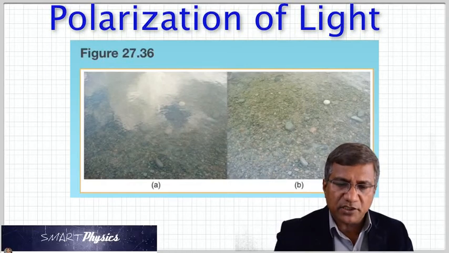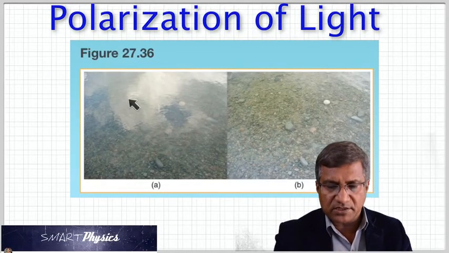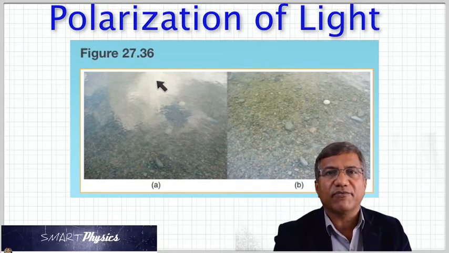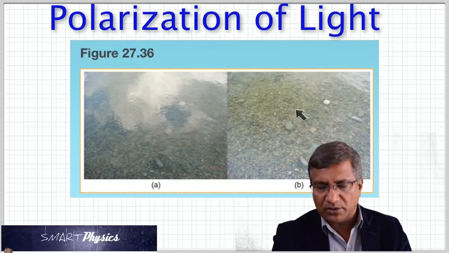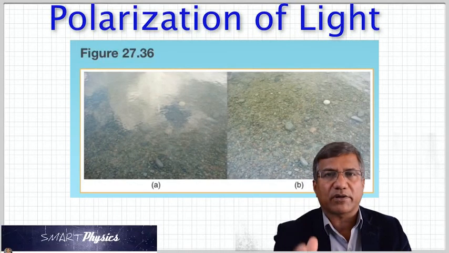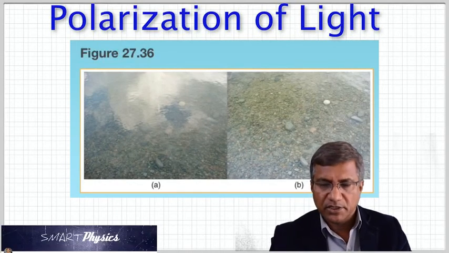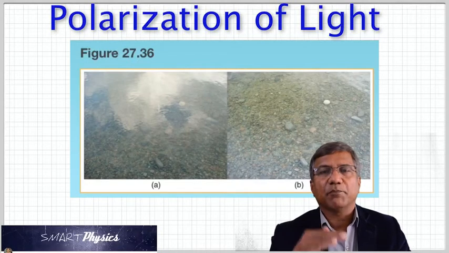So take a look at this picture. This is taken with a camera lens without the polarizing filter. So you can see the glare. But this one is taken with the polarizing filter in place. There is no glare and the picture is so clear.